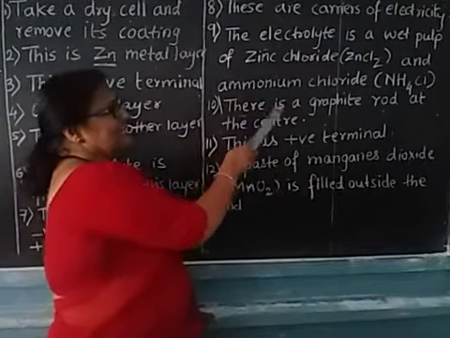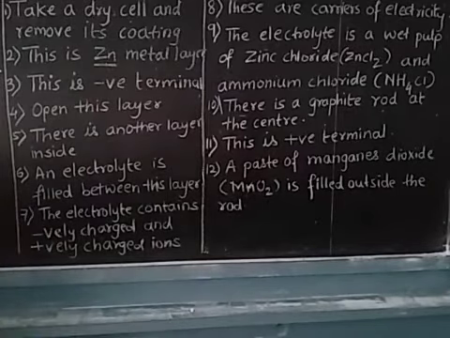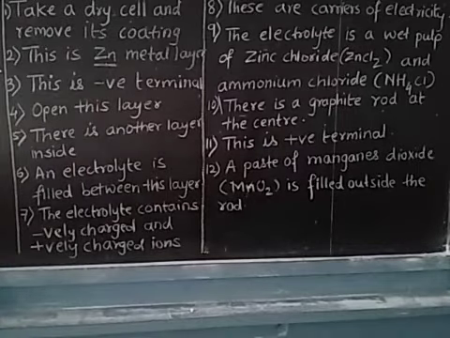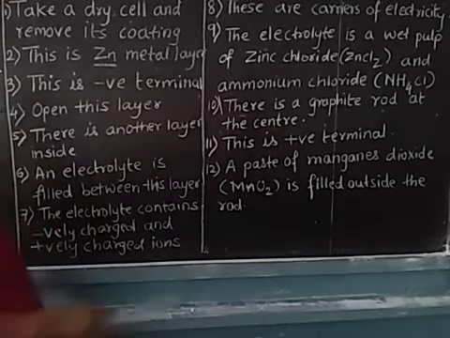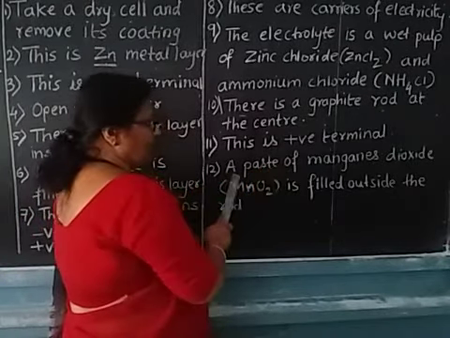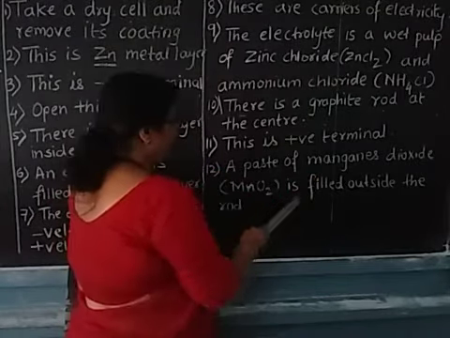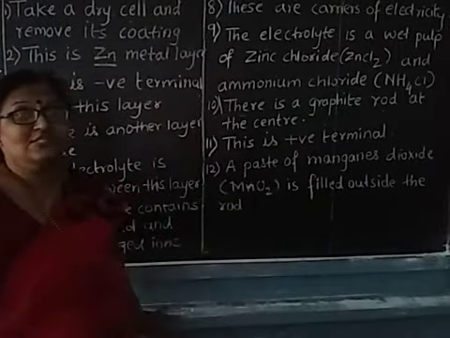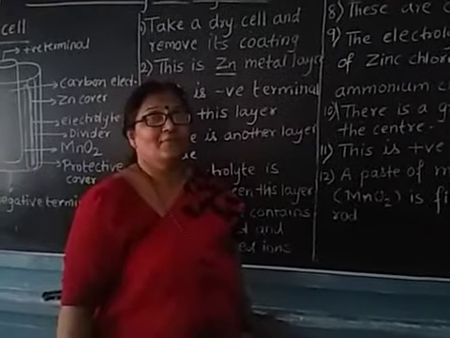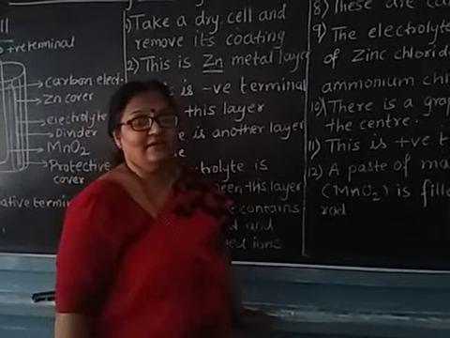Now, there is a graphite rod at the center. Whenever you see here, there is a graphite rod at the center. So, this is nothing but the positive terminal. A paste of manganese dioxide is filled outside the rod.